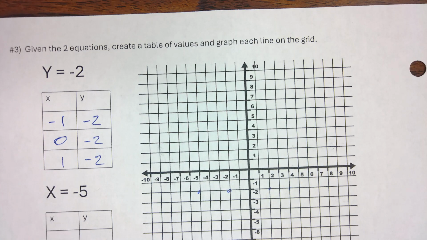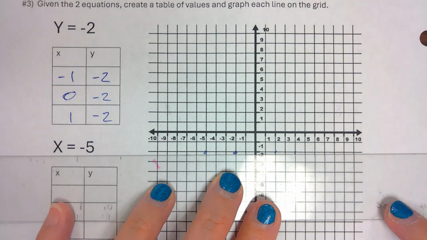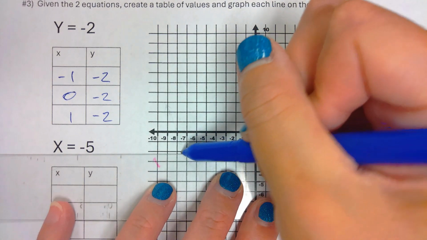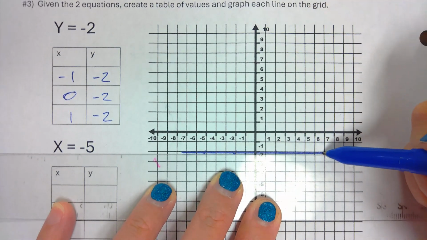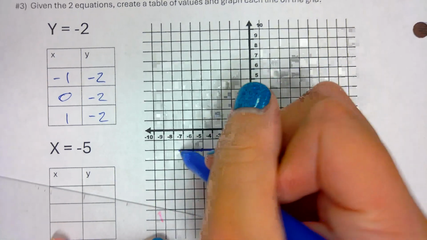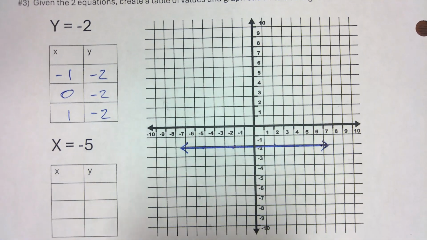Vertical or horizontal? Y equals... Sarah? Horizontal. That's right. So horizontal line at -2 and like that. Okay. What about then x equals?